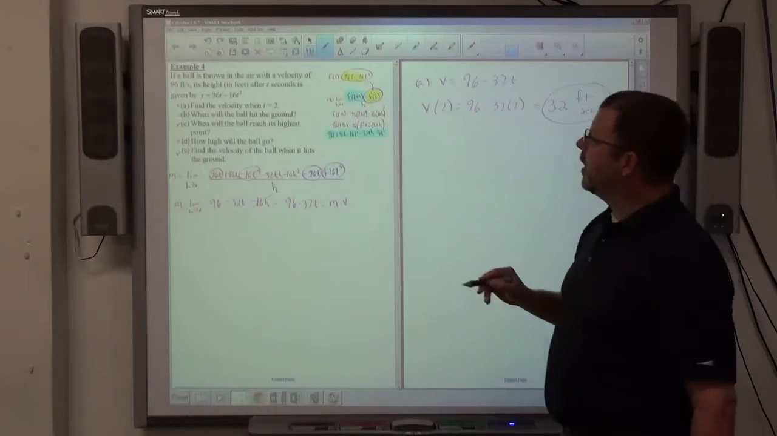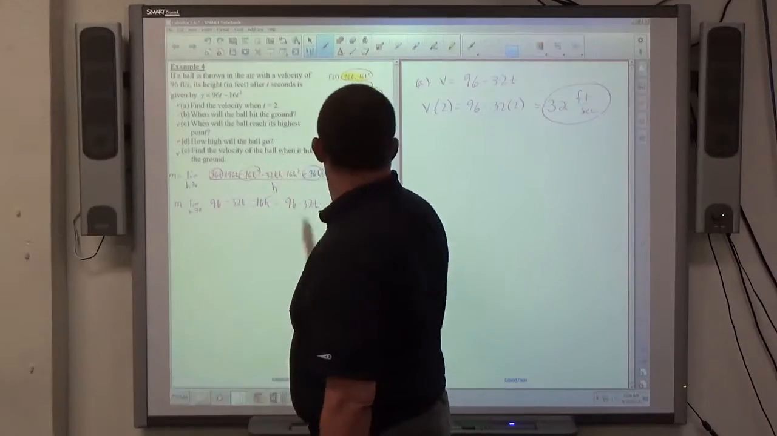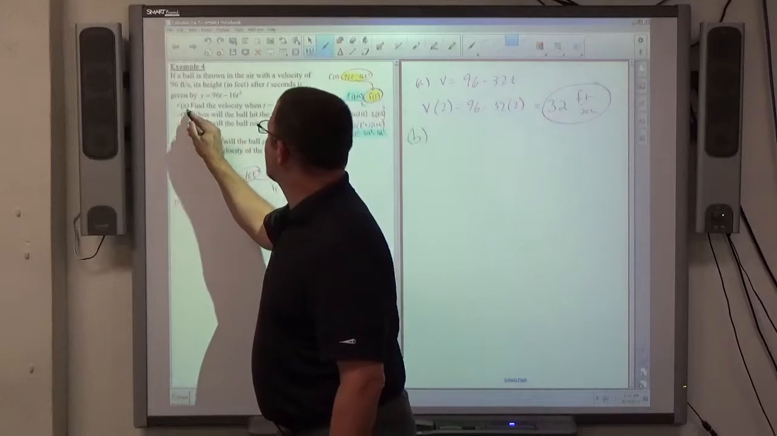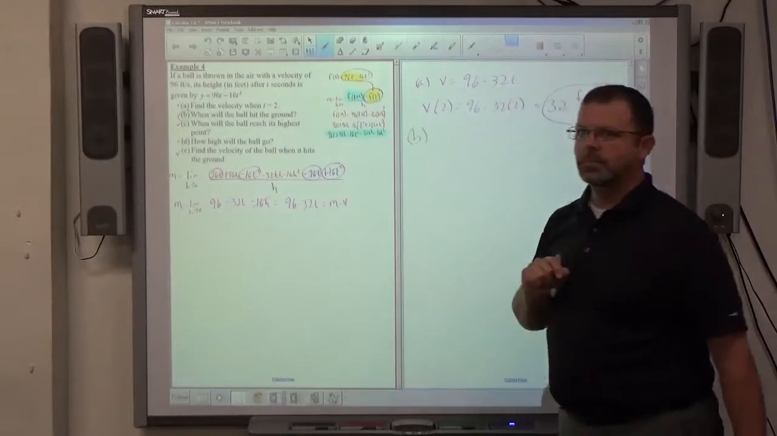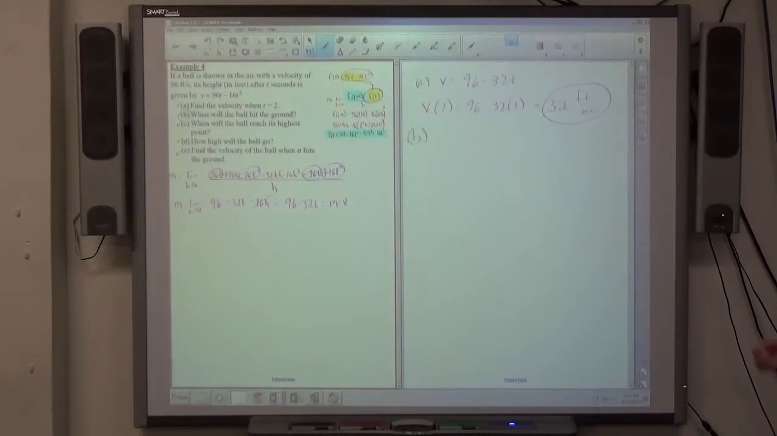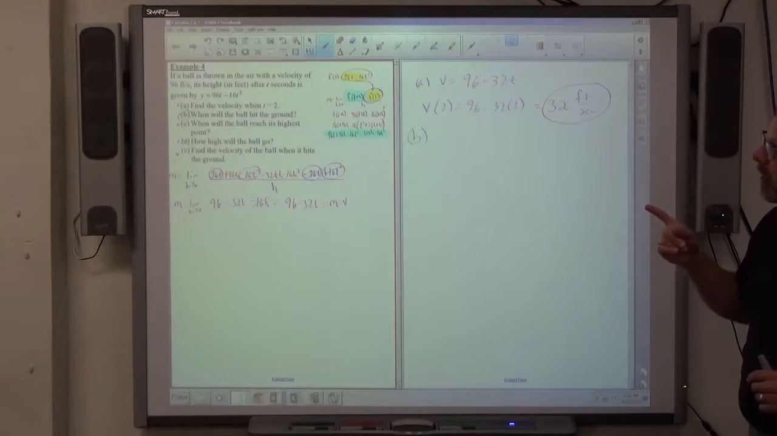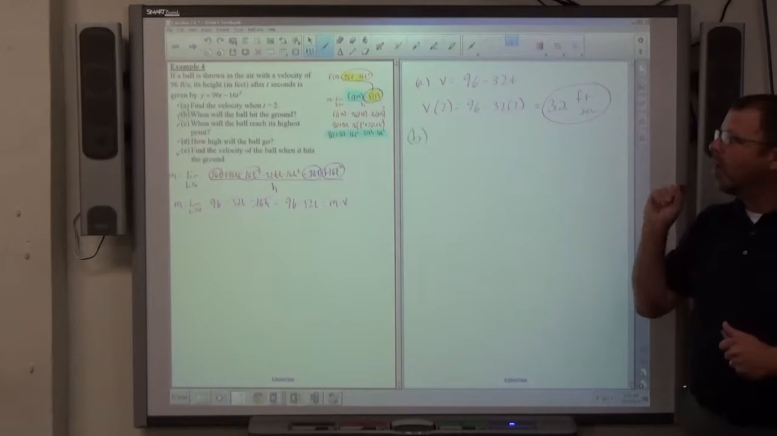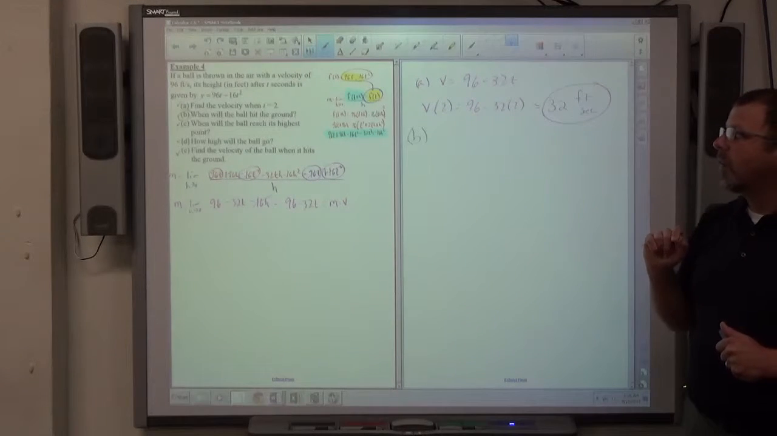So for question B, and I'm getting ahead of myself here, look at question B. This has nothing to do with it stopping. Question B, it says when will the ball hit the ground? All right? We threw a ball in the air, right? So as I let go of it, 96 feet per second, that's pretty good speed, just going like that. But anyway, 96 feet per second. When will it hit the ground is the question.